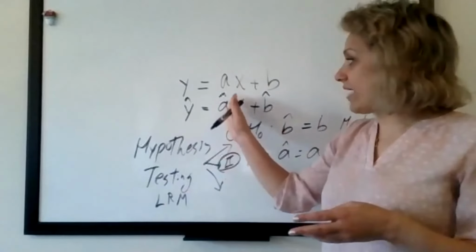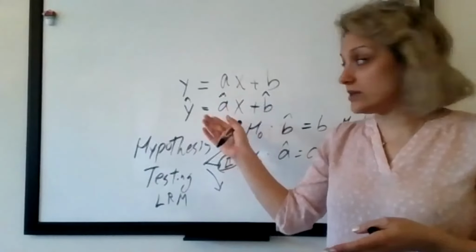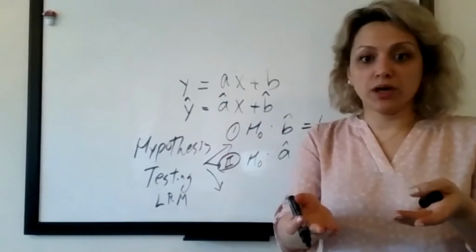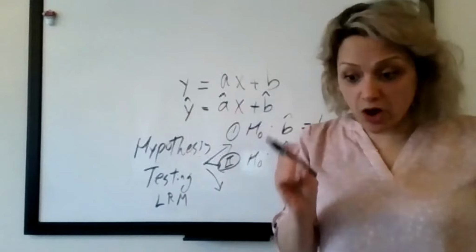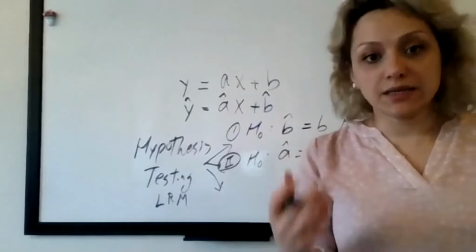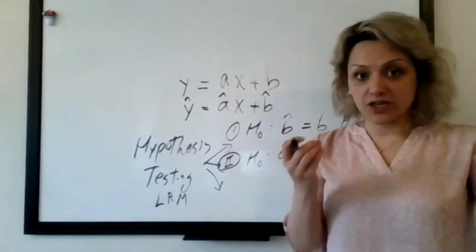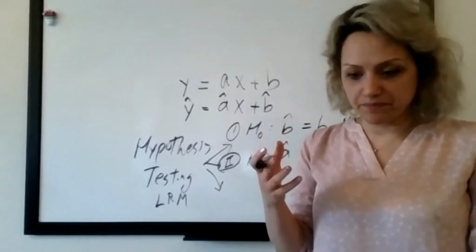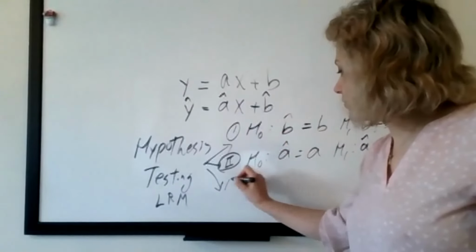Because consider, if my A estimate is equal to 0 in this simple model, in that case my model doesn't show any relation between Y and X. So we call this one the overall significance of the regression. So the test is the significance of the regression test. This third one, we call it overall significance of the regression, and we would write it down like this.